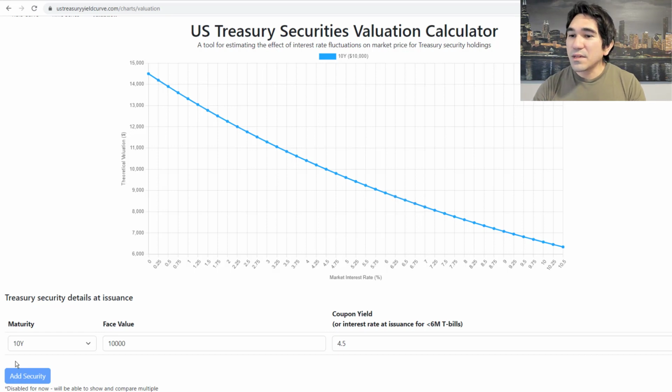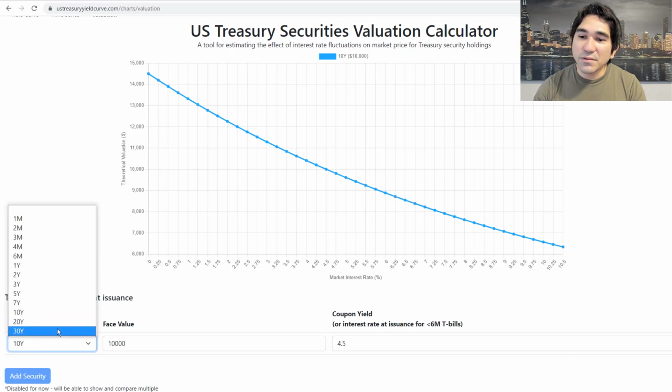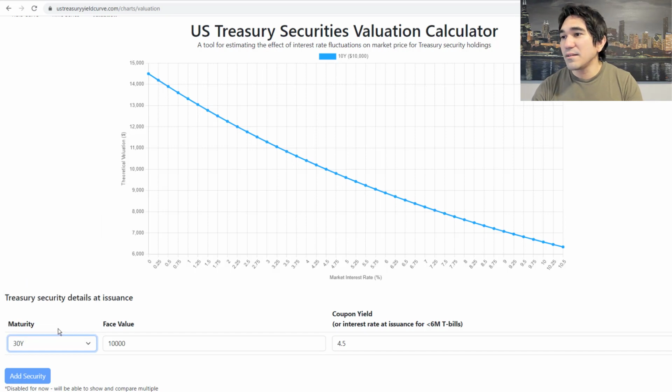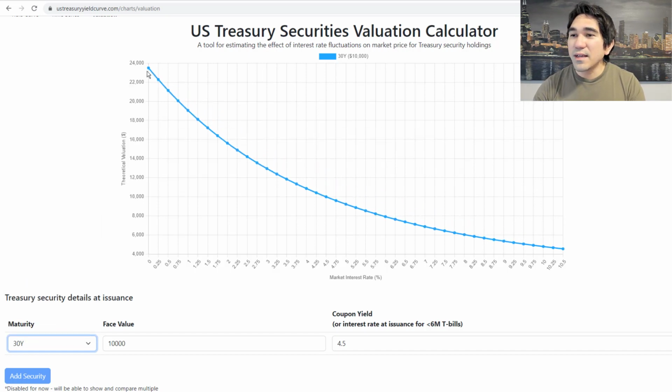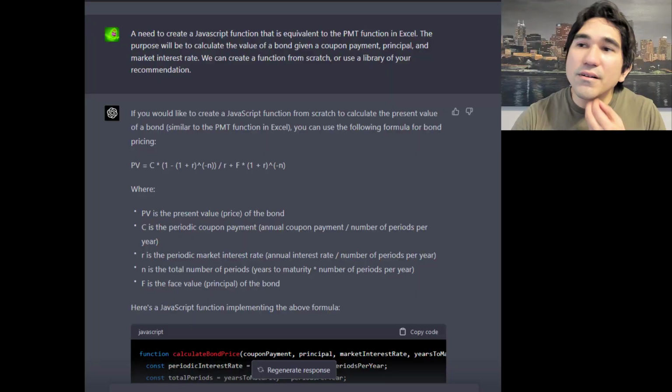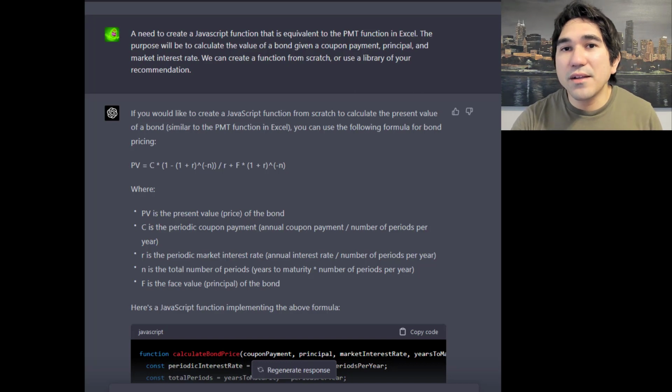And also using this tool, you could see that if you change the maturity, like if you go from the 10-year to the 30-year, the change in value is more dramatic. Man, if only Silicon Valley Bank had a tool like this. Okay, so here's how I incorporated ChatGPT into my process for building this tool.